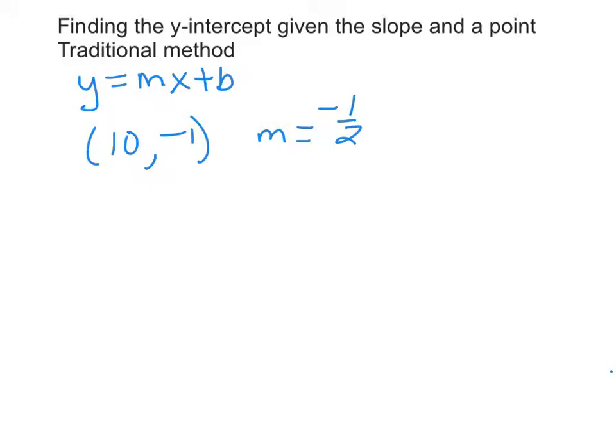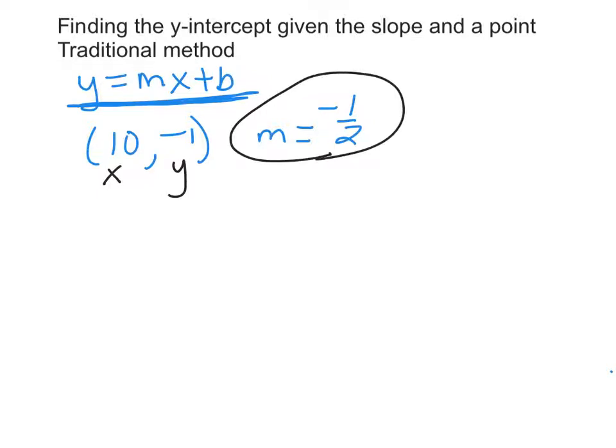So what we're going to do is take this equation up here and plug in anything that we have a number for. If we look at the point, let's label what it actually means. The 10 is actually an x value, the -1 is actually a y value, and this is obviously already labeled as m.